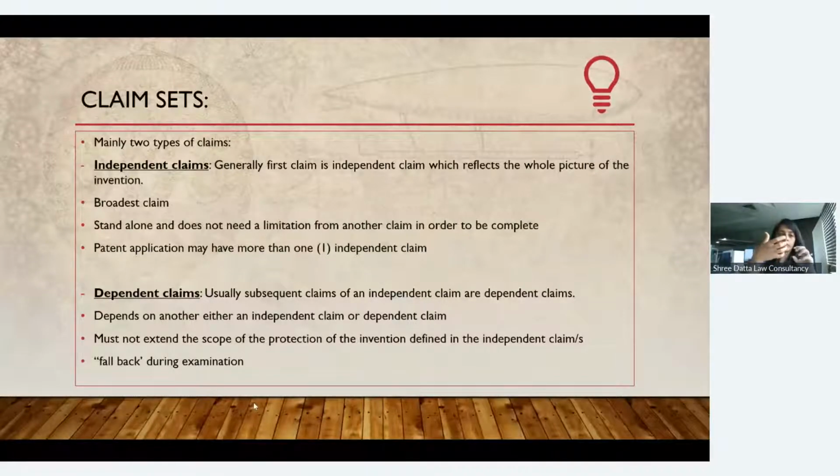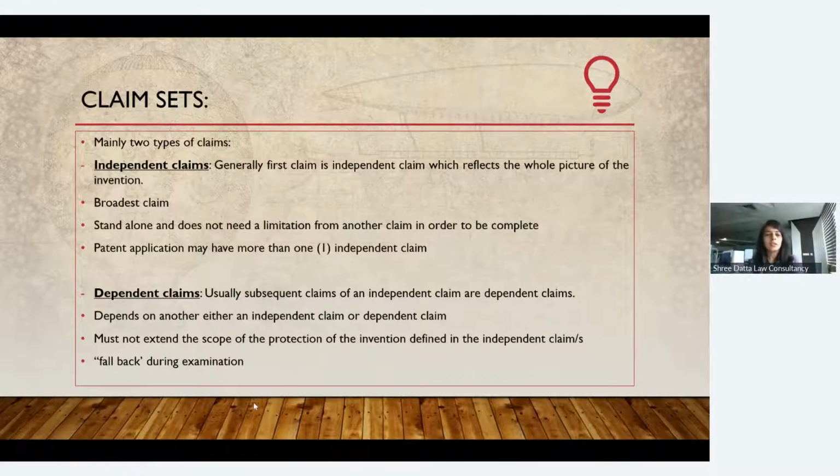But for the narrower things, that cannot be broadened at the time of the amendment, and you cannot amend the independent claim by broadening it once it is filed, right? So try to make it broader at a very initial stage. A patent application may have more than one independent claim among the total 10 claims. There is no fixed limit for the number of independent claims and dependent claims.